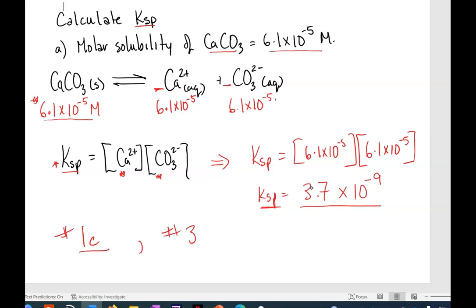We'll go over both of these in class and do more practice problems as well. Keep in mind with number 1C that it's giving you the solubility in grams per liter. But remember, when we do KSP calculations, we want things in moles per liter, the molar solubility, right?